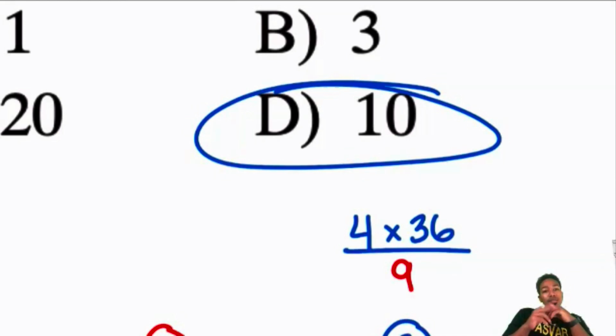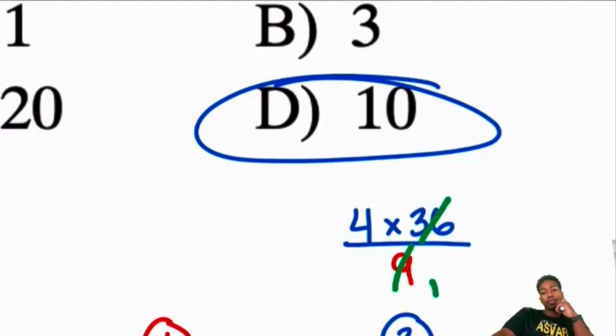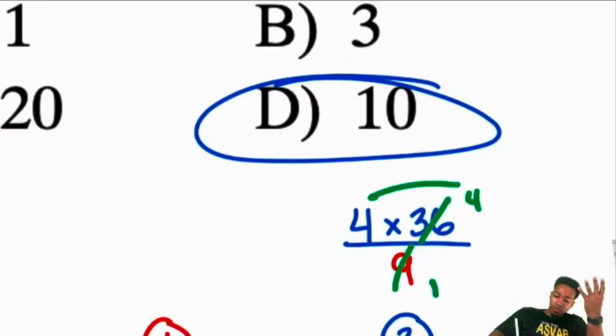Everybody, how many times does 9 go into 36? 4 times. Correct. Everybody, I want you to watch this real quick. 9 and 36, those are divisible by each other. You can divide them both by 9. So I can divide 9 by 9 to get 1. Everybody, 36 divided by 9 is what? What do we say? 4. 4. And then 4 times 4 gives you 16.